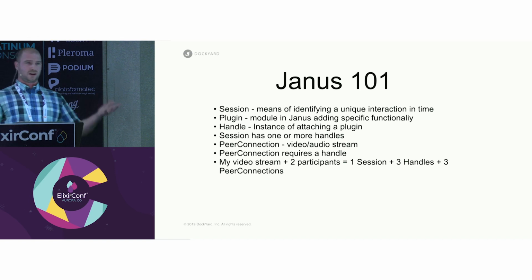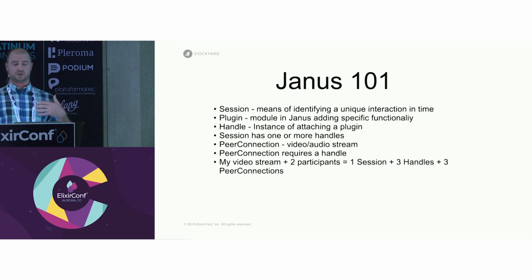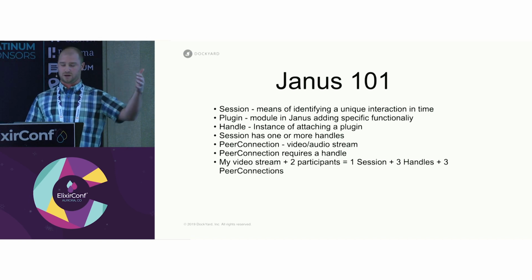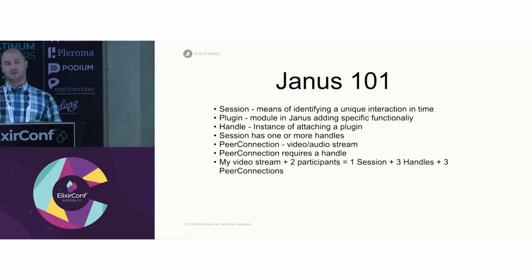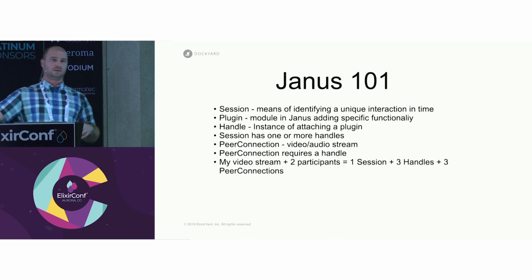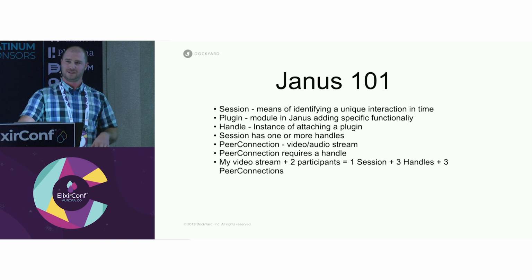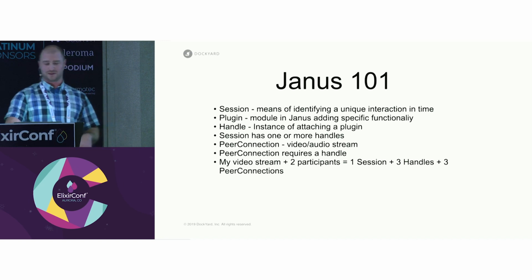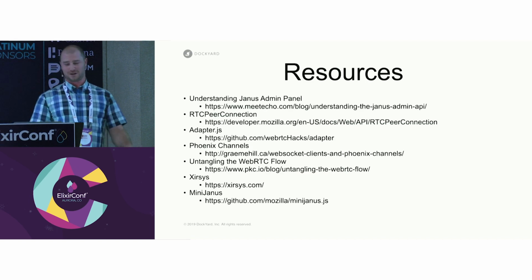So peer connection, handle. If you're publishing one stream, that's one peer connection and a handle. And then say you have two other streams coming in from peers. That's two more handles, two more streams, two peer connections. And apparently there are some changes afoot in terms of how this is all implemented. So in a few months, this might be irrelevant to some extent, or modified a little bit. But that's the reality as of right now.